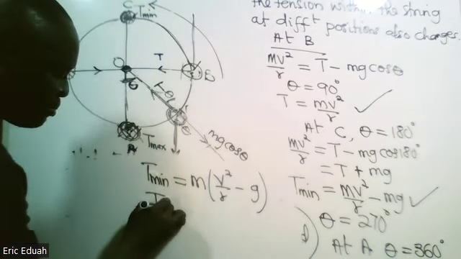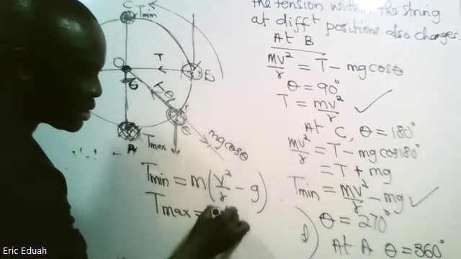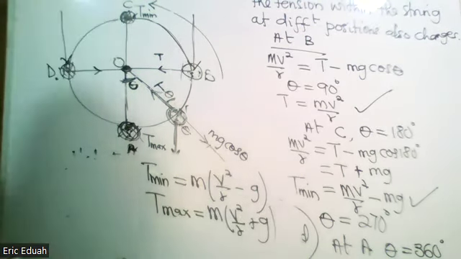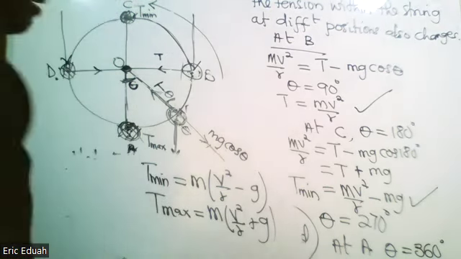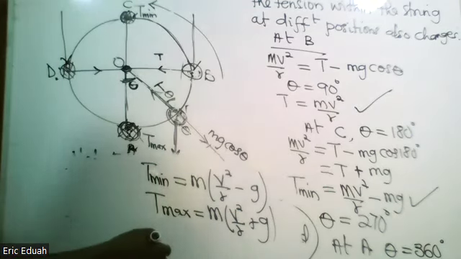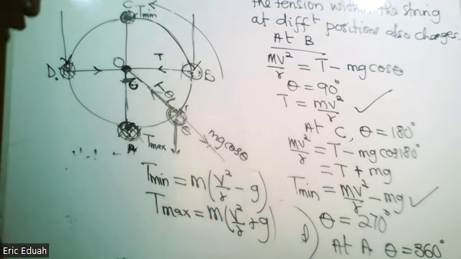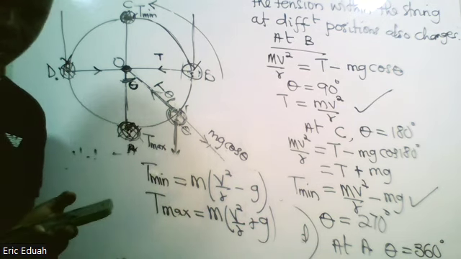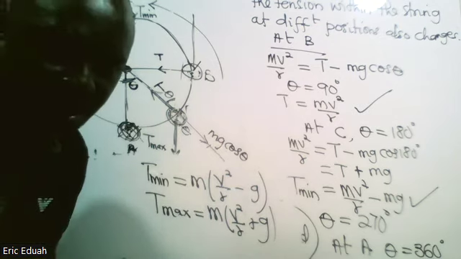And T maximum is equal to m v squared over R plus g. It's just a substitution of the common m. As I said, the centripetal force can also be expressed as m omega squared. So these are the key details of what we are doing. Please, any question? Mr. Adria.